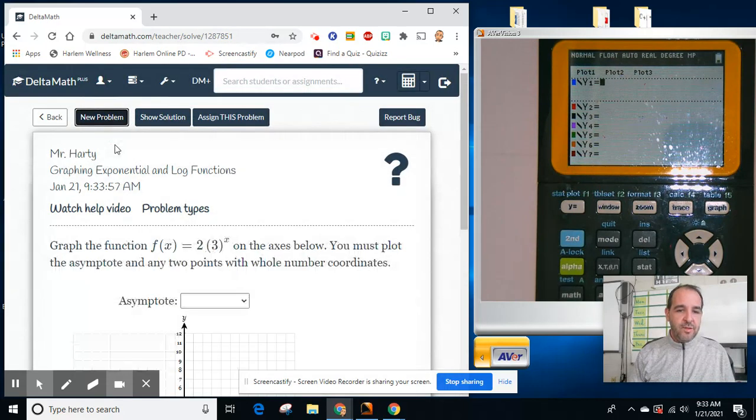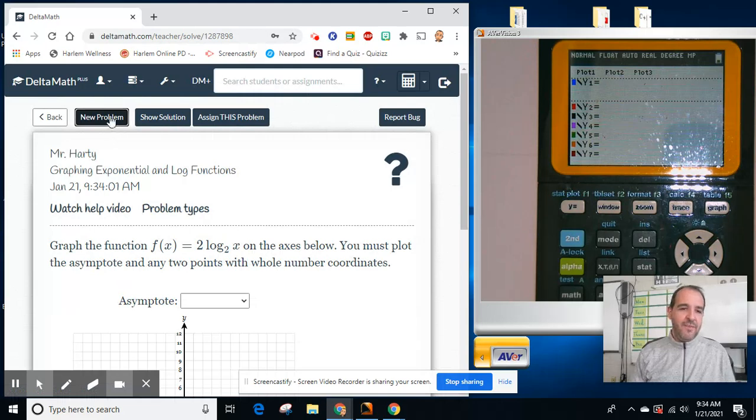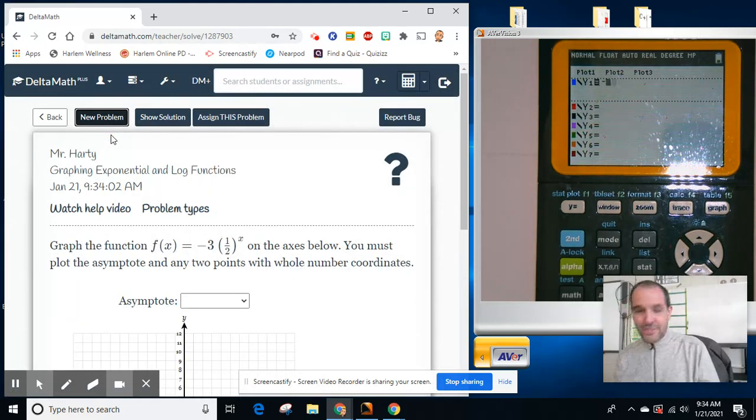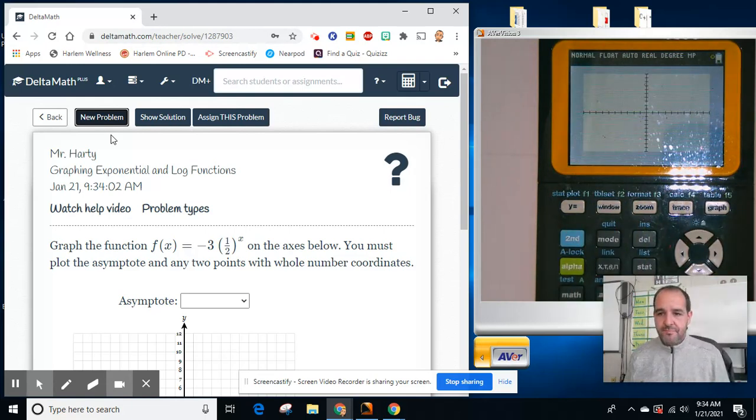I might just stick with growth and decay, because I'll be honest, I'm going to tell you in advance, it's the growth and decay problems that I put on the final. So let's just do another growth and decay here. Okay, so I type this one in. I can look at the graph first. Okay, so I get that in here.